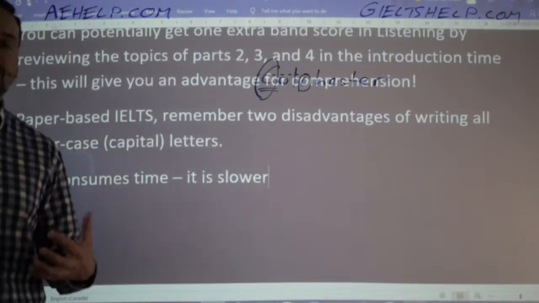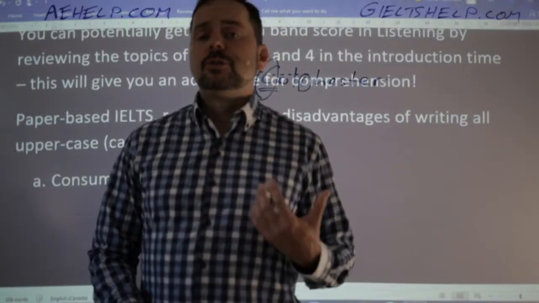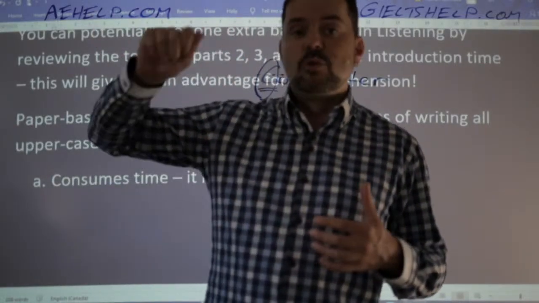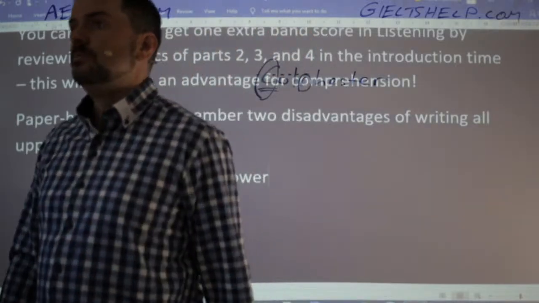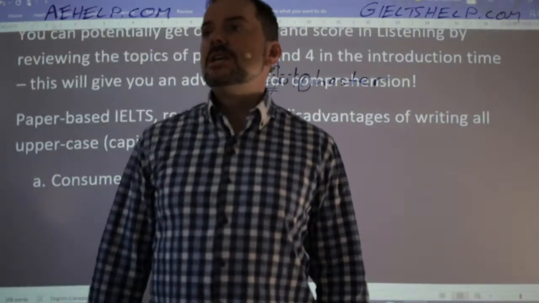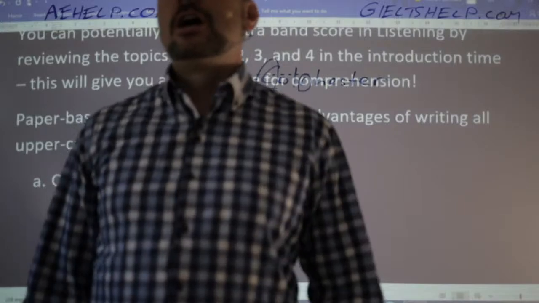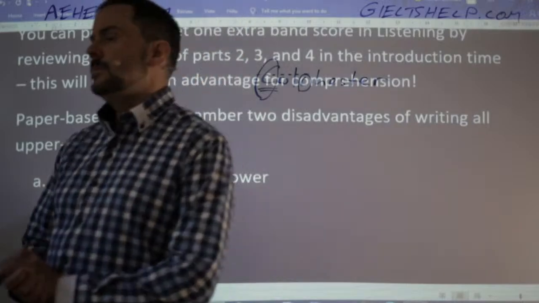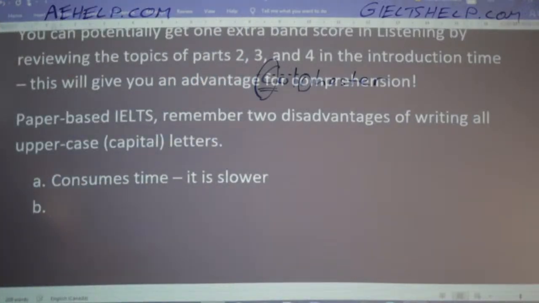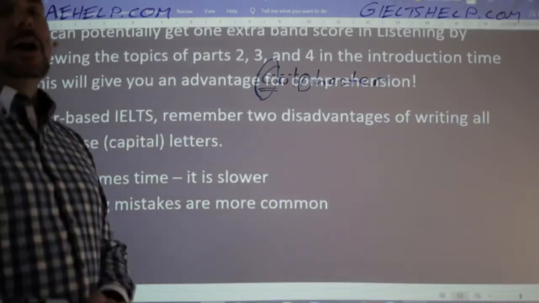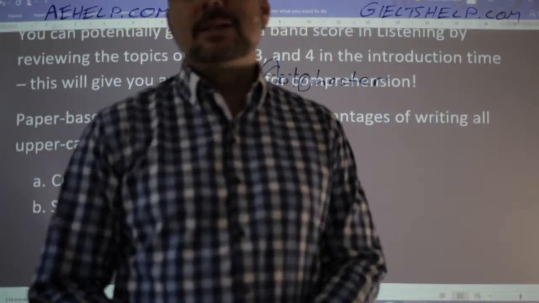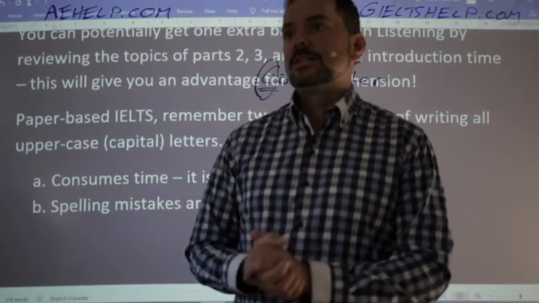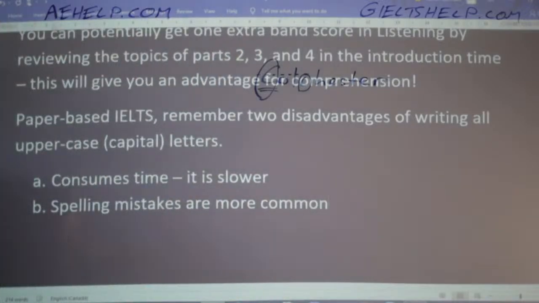So it's usually, for most people, it's slower to write all capitals. They're bigger letters. You have more movement of the hand. So they consume more time. Exactly. And there's another shortcoming. There's another disadvantage. Anybody know what that is? Spelling mistakes are more common. Okay, so statistically, when people write all capitals, they tend to make more spelling mistakes than when they're writing lowercase letters. Okay, all right, and so spelling mistakes are more common.